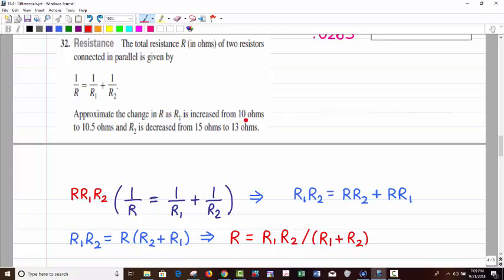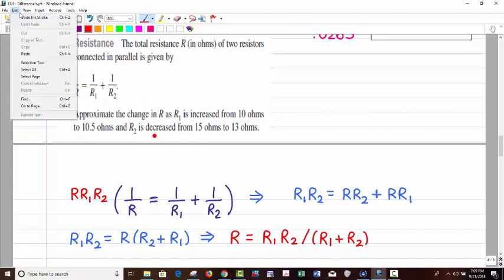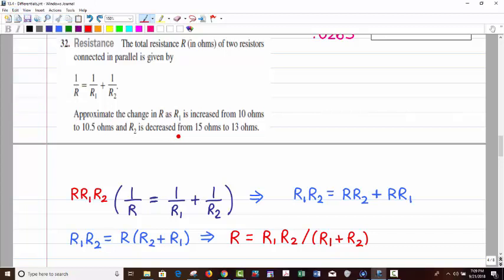So R1 is increased from 10 ohms to 10.5 ohms, and R2 is decreased from 15 ohms to 13 ohms. Now to make this a little easier to work with, the first thing I'm doing is, because you notice the independent variable is not isolated by itself, it's 1 over that variable. So I've got to do a little algebra here because I want it just to be R on the left side, not 1 over R. I could work with it that way, but I don't want to.